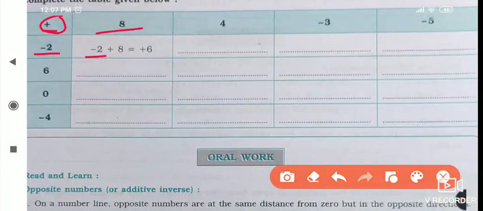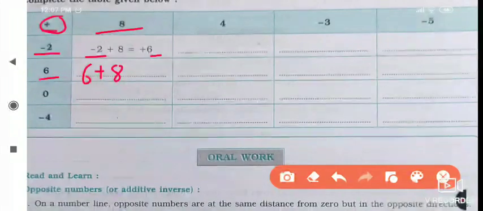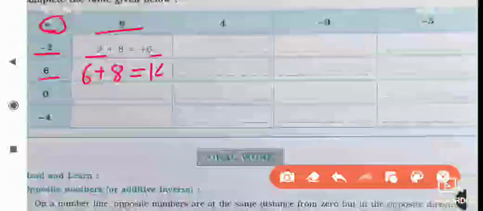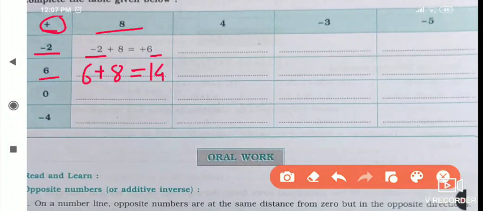So 8 minus 2 is equal to 6, and the bigger number is 8, and the sign of 8 is positive, so the answer is positive 6. Okay, now the next question is 6 plus 8. 6 plus 8 is equal to 14, and both the numbers are positive, so the bigger number's sign is plus only, so the answer will be plus.